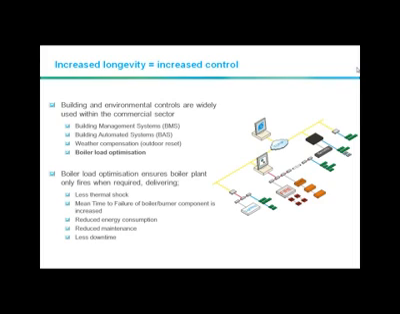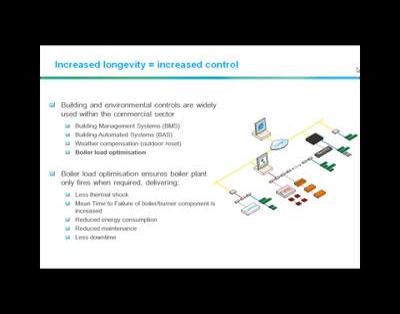Increased longevity equals increased control. Most of the biggest advances in recent times in boiler and combustion are actually controls. Building management and environment controls are widely used in the commercial sector. BMS systems, as we call them here, and our friends over the other side of the pond, BAS systems, building automated systems. Whether you have weather compensation or outdoor reset, one aspect is to get better boiler load optimization.